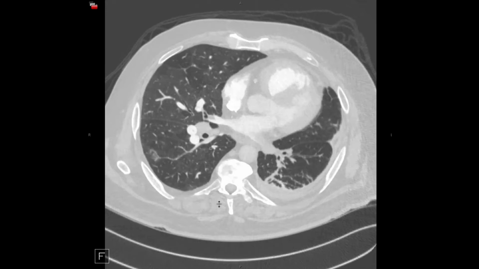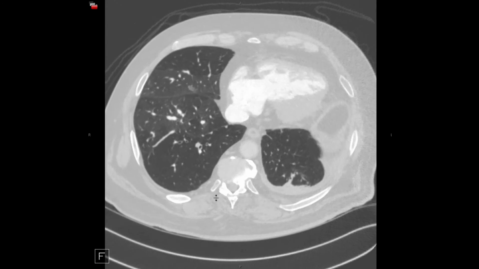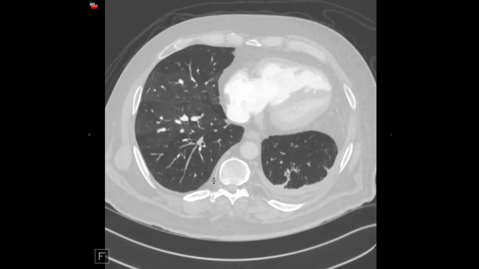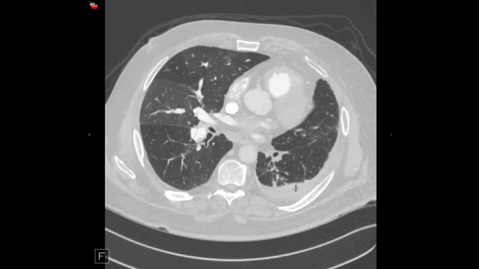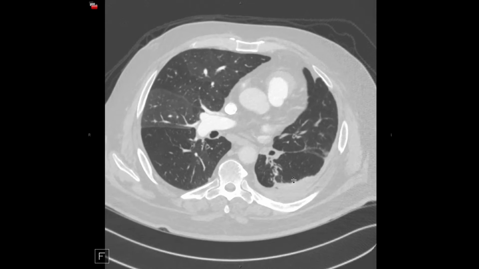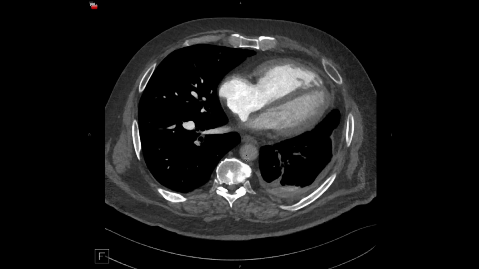In some cases, you'll see scarring from chronic ischemia or infarcts that look like discrete nodules. This patient doesn't quite have that, but they do have scarring in the left lower lobe. Now, the other features of chronic thromboembolic pulmonary hypertension, as far as the pulmonary hypertension part, of course, are going to be in the heart.